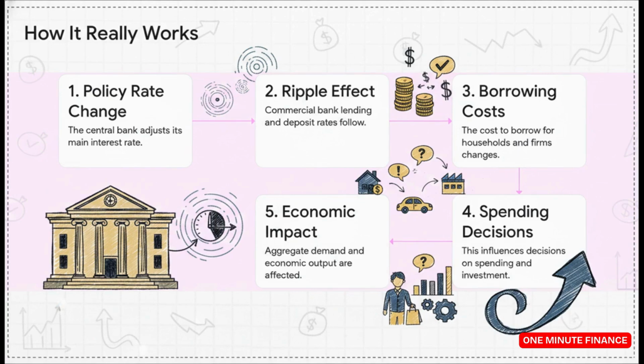That immediately affects how much it costs for commercial banks to borrow from each other. That cost then ripples out, or transmits, to the rates that banks offer us on mortgages, car loans, and business loans. So, by making borrowing either cheaper or more expensive, the central bank influences our decisions to spend and invest. And that, at the end of the day, is what really drives the economy.